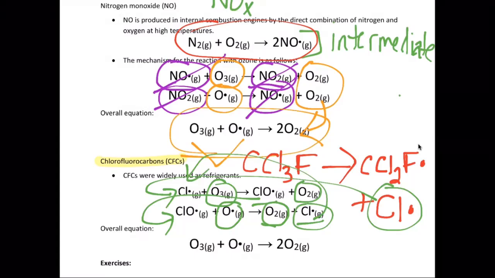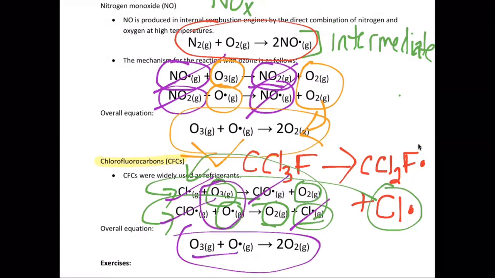And so if you look, the end equation that you end up with is exactly the same, because the chlorine radicals cancel out and these chlorine monoxide radicals cancel out. So you're left with ozone and an oxygen radical, and then 2 molecules of oxygen on the product side. So overall, these 2 equations are doing the same thing. It's just 2 different chemicals that are causing it.